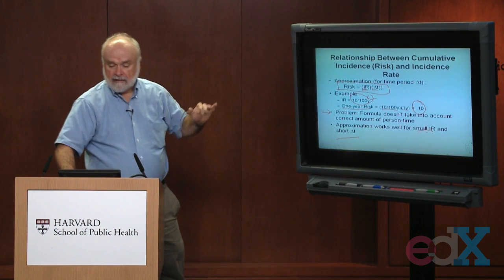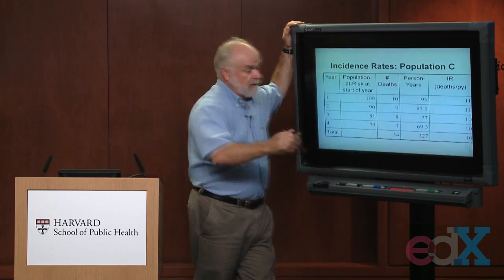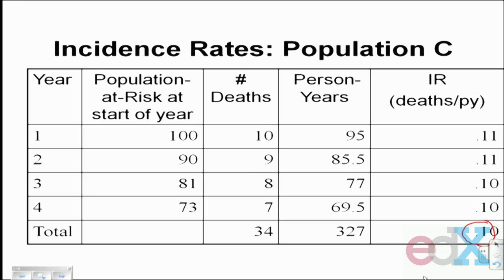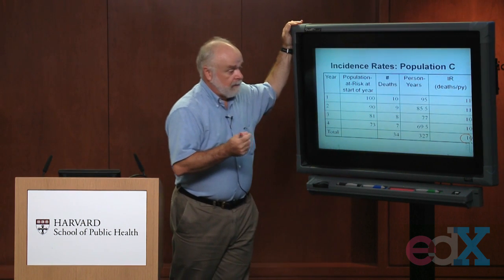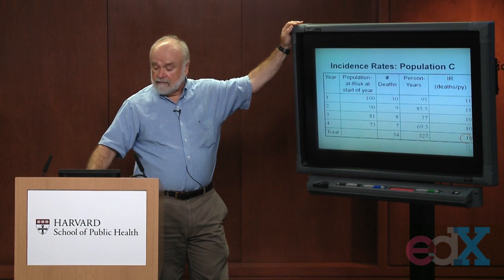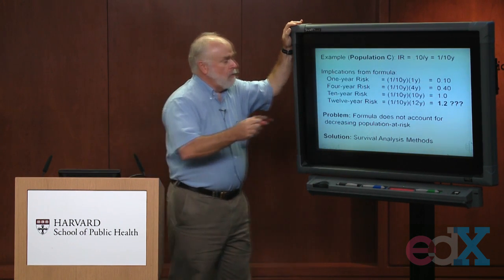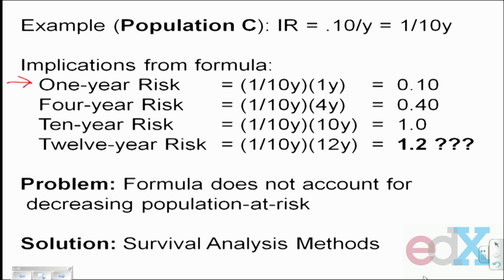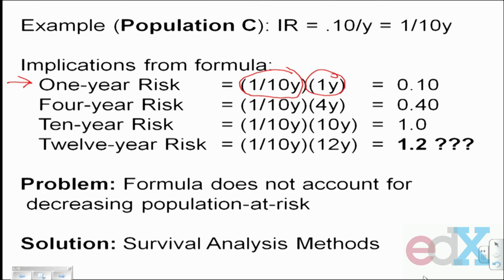And to see that, let's think about population C again. Remember, population C was a population which had roughly a constant incidence rate. Incidence rate was about 0.1 cases for every 1 person year of follow-up, or 10 cases for every 100 years of follow-up. In this case it was assumed to be a constant value. If we use that formula with this incidence rate to estimate risks, what will we end up with? Well, if I want to know the 1-year risk of getting a disease, death in that previous example, I take the incidence rate, which is 0.1 case for every 1 year, the same as 1 case for every 10 years.